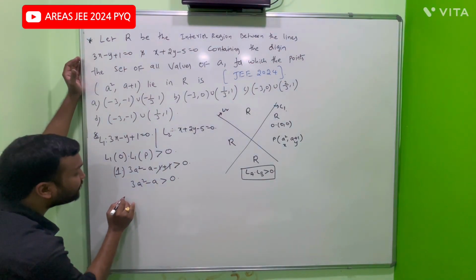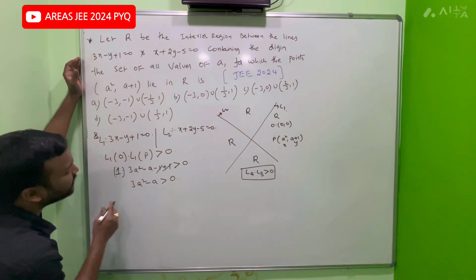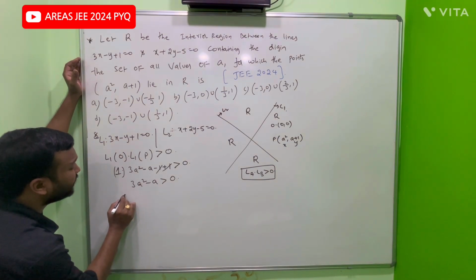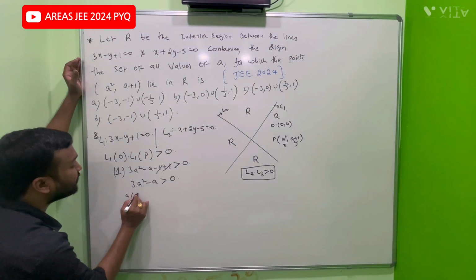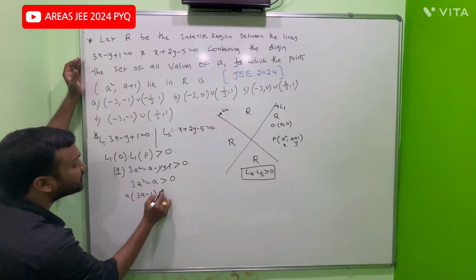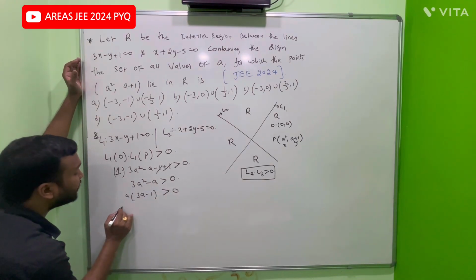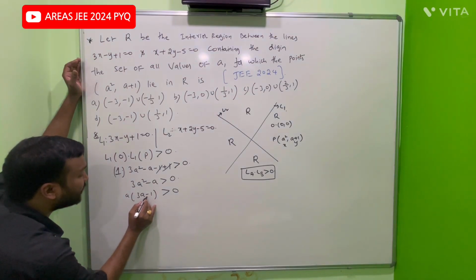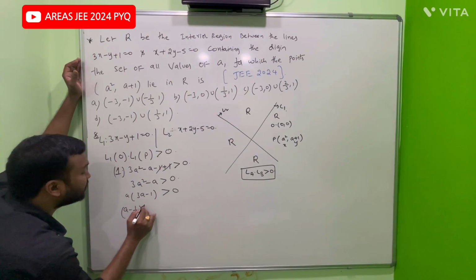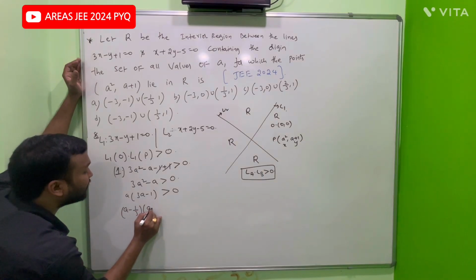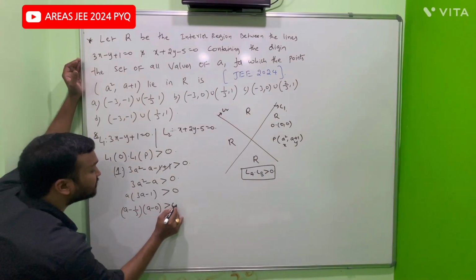If you take A common from 3A square minus A, what happens? A into 3A minus 1 is greater than 0. So we can write, taking 3 common, A minus 1 by 3 into A minus 0 which is greater than 0. Where is 3?